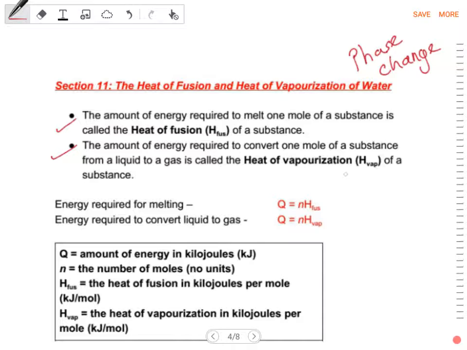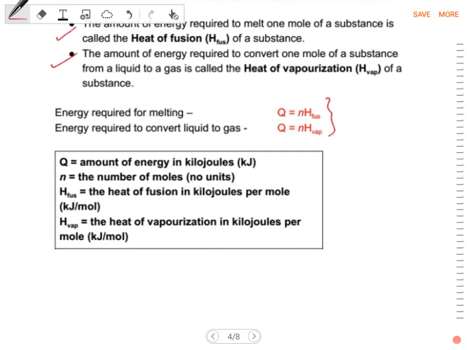Your formulas here are, I would say, even easier than the Q equals MC delta T. You just have to know which one you're using. Here's what your units stand for. Q is the amount of energy. This time it's in kilojoules.